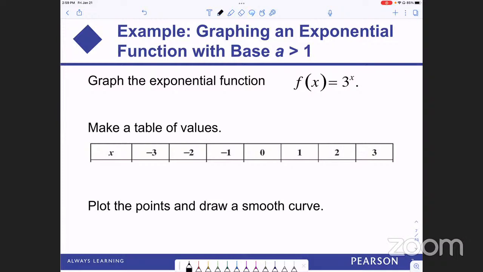So, for instance, we're going to find our y here. When x is negative 3, a negative exponent turns it into a fraction. So there's going to be 1 over 3 cubed. 3 times 3 is 9, times 3 is 27. So that was going to be 1 over 27. When x is negative 2, I think it's going to be 1 over 9, and then 1 over 3. 3 to the power of 0 is 1. 3 to the power of 1 is 3. 3 squared is 9, and then 27.